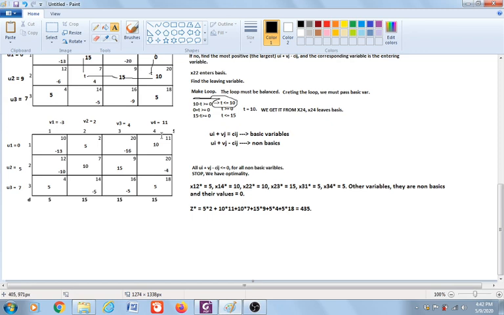And I think this is it, the transportation algorithm. In the next video I will explain how to deal with the unbalanced transportation table, meaning that the total supply and the total demand are not equal.